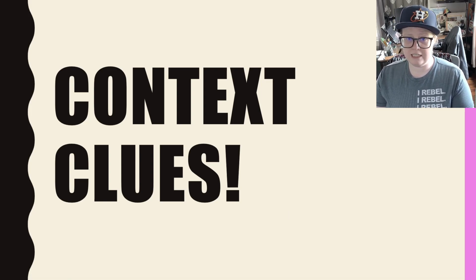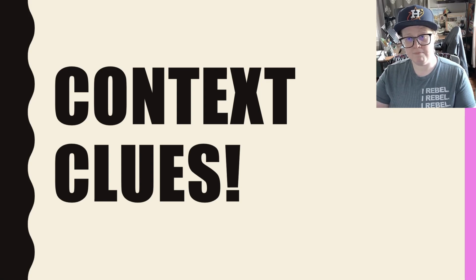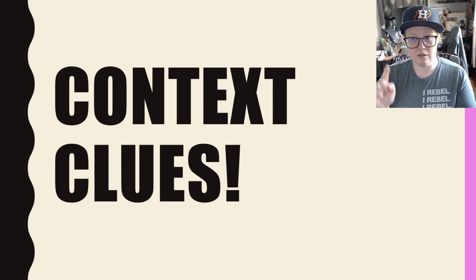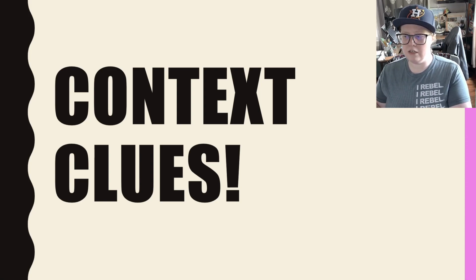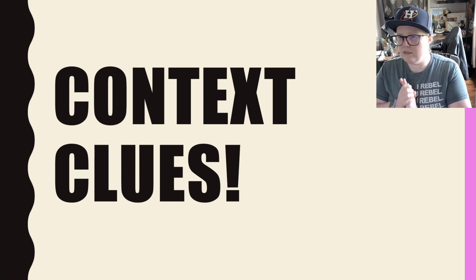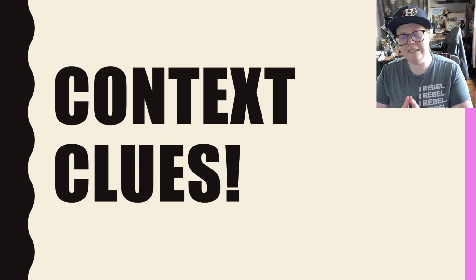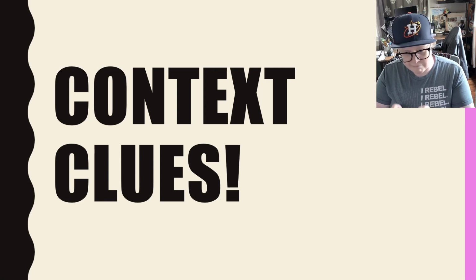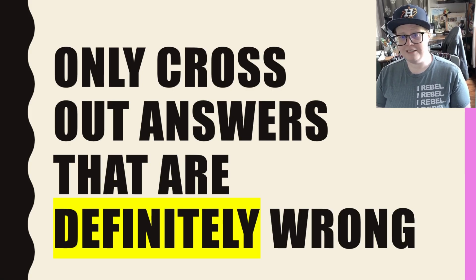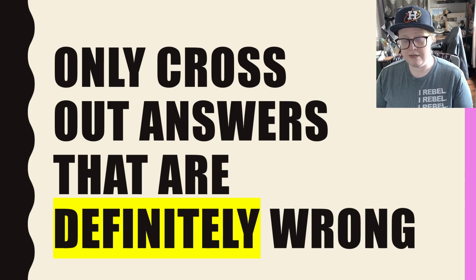Context clues. Actually, there could be three things that you can get context clues from. One, the question itself. Two, the answer choices. And three, other questions later on or earlier in the test. So use all of the resources available to you. If this is a multiple choice portion of a test, one of those is the answer. So start there, okay? Only cross out the answers that are definitely wrong.